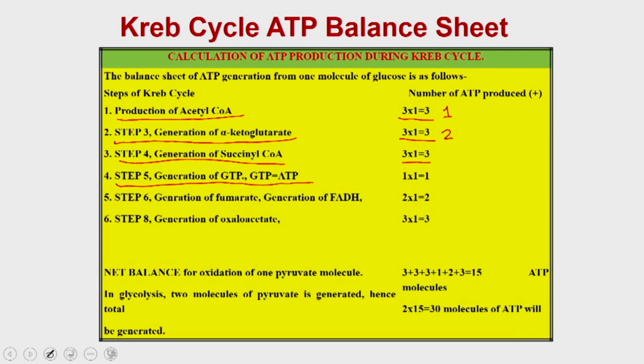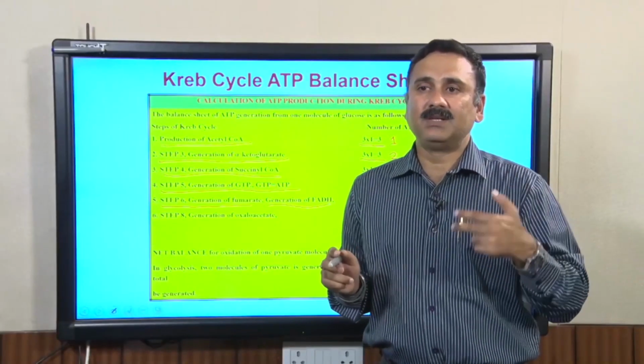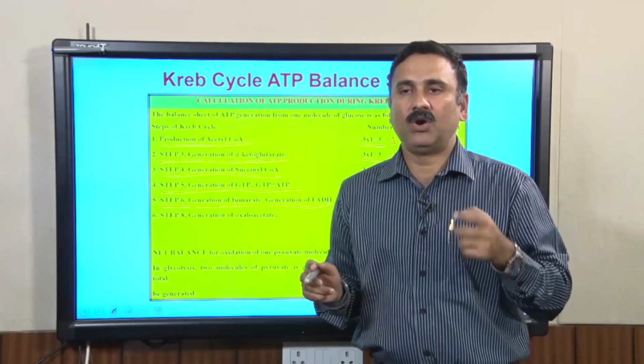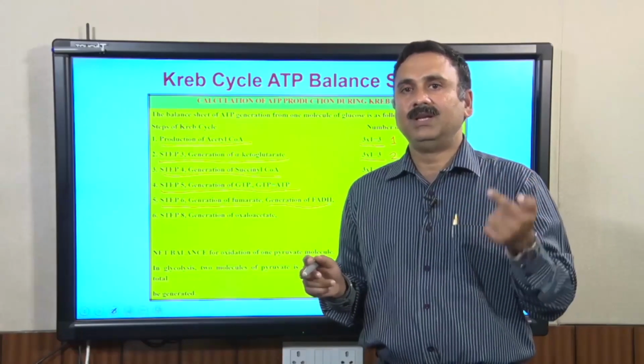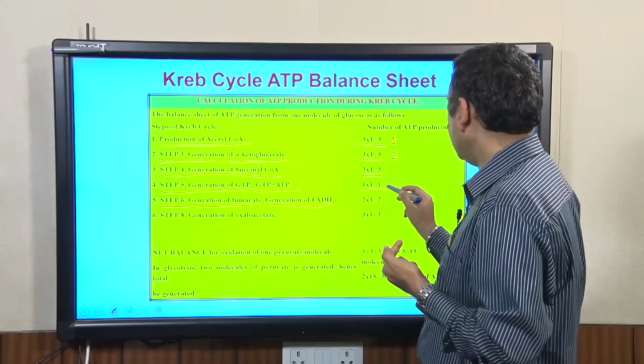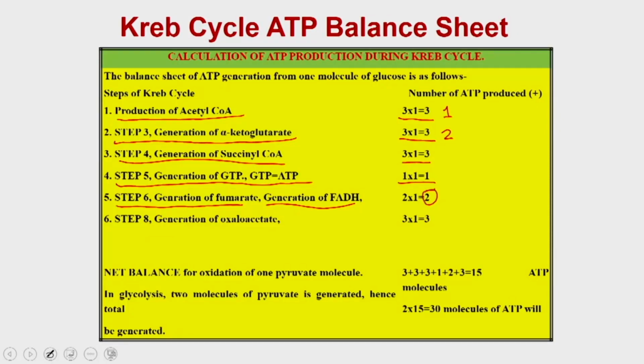And then in step 5 there was a generation of GTP. One GTP is equivalent to ATP. So that is how you have one ATP or GTP. Then when fumarate was generated, you generated FADH. One molecule of FADH, when it goes for oxidation in the electron transport chain, generates 2 molecules of ATP. And then in the last step you generated the oxaloacetate, and that also gave 1 NADH. So that is how you have generated the 3 NADH.